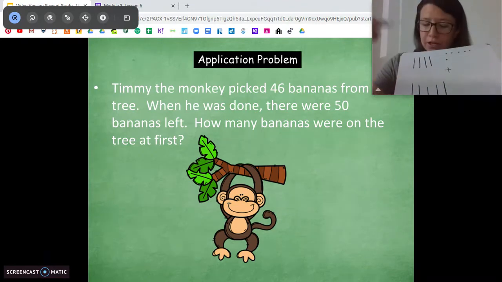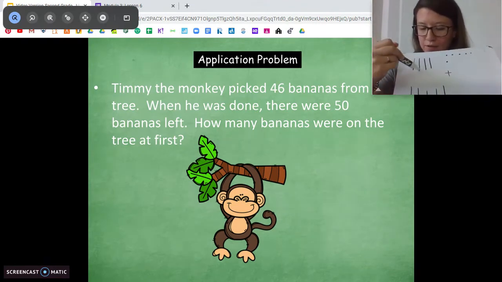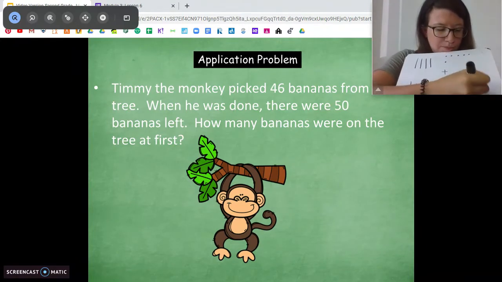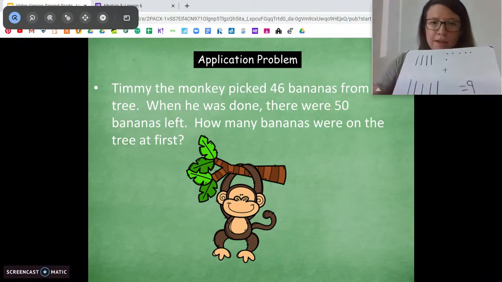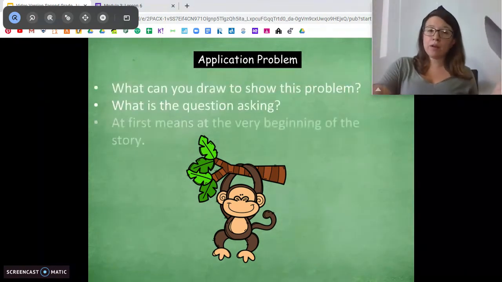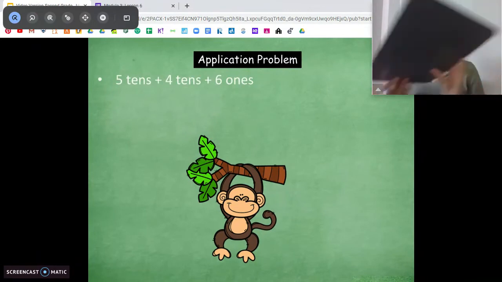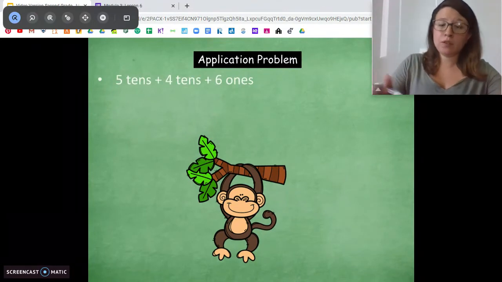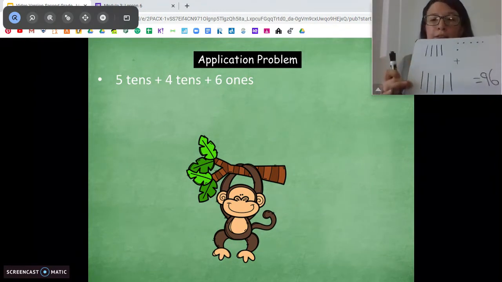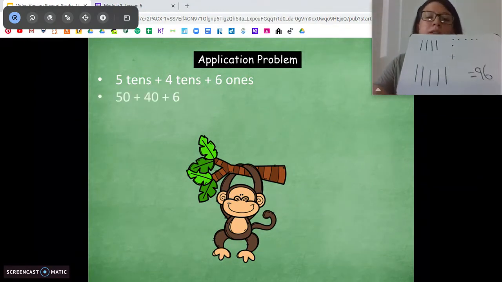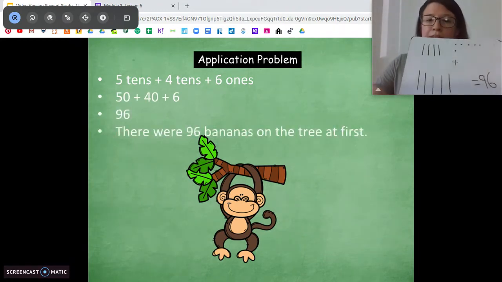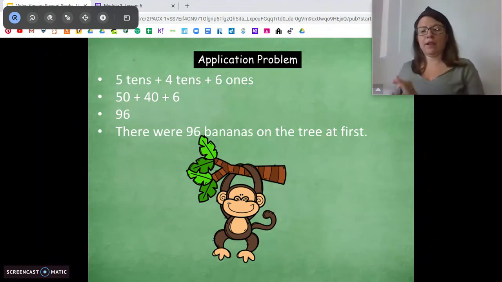Ready? So if you use the picture method, we're going to count our 10s. 10, 20, 30, 40, 50, 60, 70, 80, 90. I have 90 in 10s, and I still have those 6 1s. So I got 96. Now you could also solve this problem by using unit form and breaking it down. So we have 5 10s plus 4 10s plus 6 1s, which is what we drew. 5 10s plus 4 10s plus 6 1s, which equals 50 plus 40 plus 6 1s, 96. Same answer, 96 bananas on the tree at first.